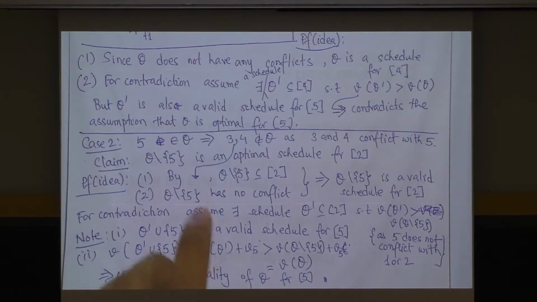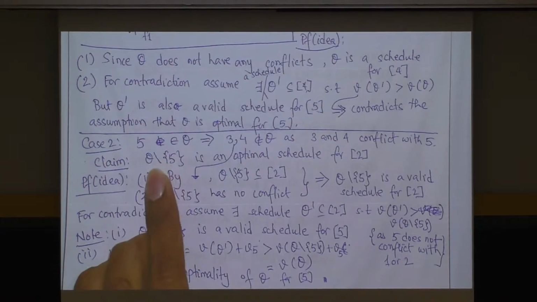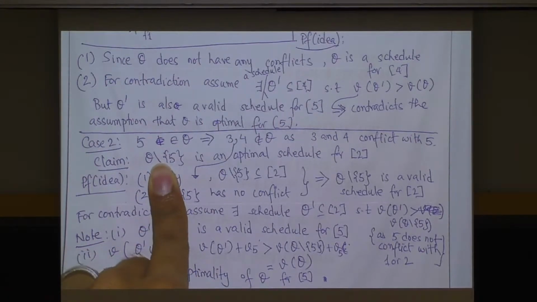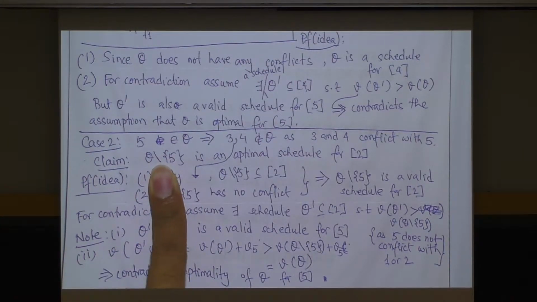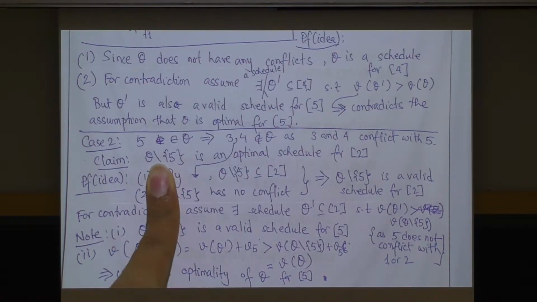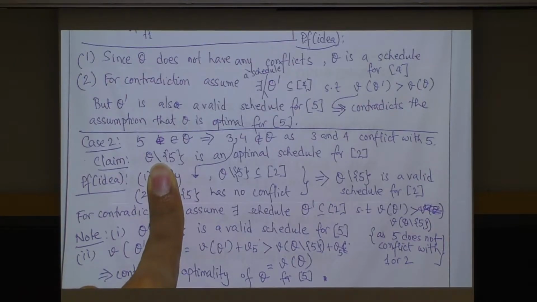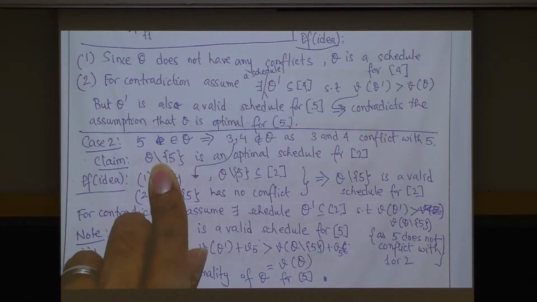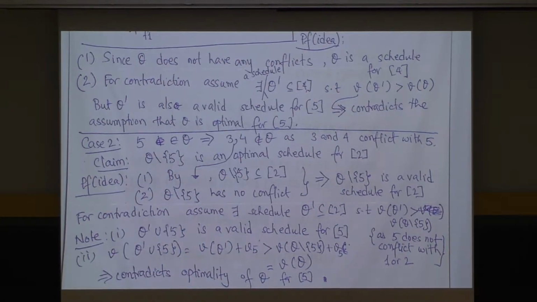about this claim? Yeah. So what this is saying is, O is an optimal schedule from 1 to 5, and it also has 5, right? So what I'm saying is throw it away. You get a smaller schedule which doesn't have 5 in it. And that will be an optimal schedule for 1 and 2.